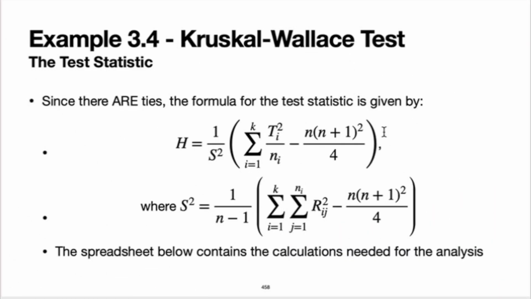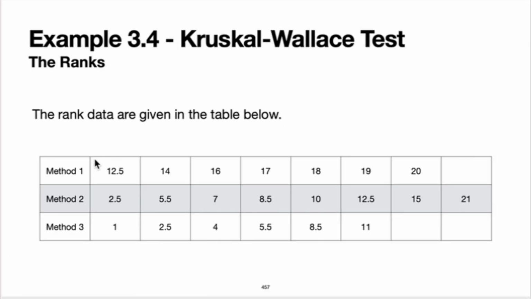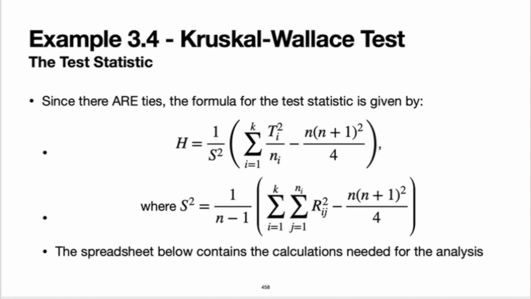And since there are ties, go back here, because we see 12.5 there and a 12.5 there, and then we've got an 8.5 and some 5.5s and so forth. Those are there because there were some ties. And so since there are ties, the formula for computing the test statistic is given here. And we do have to calculate this S-squared value first. So anyway, we have to implement this somehow.